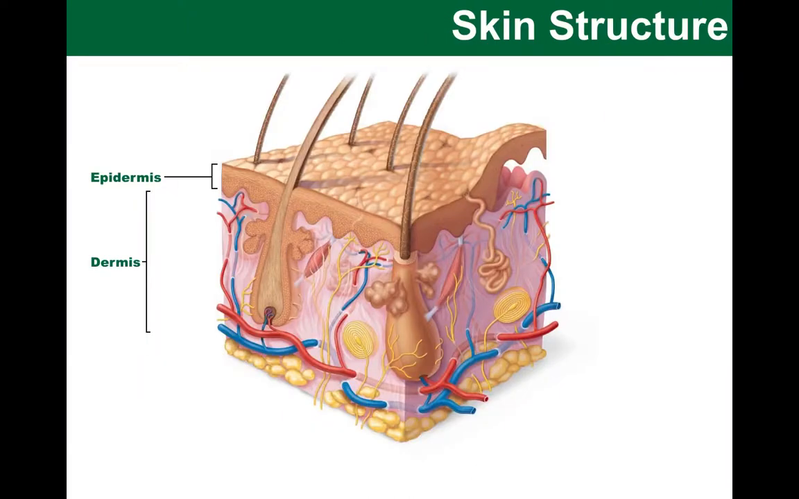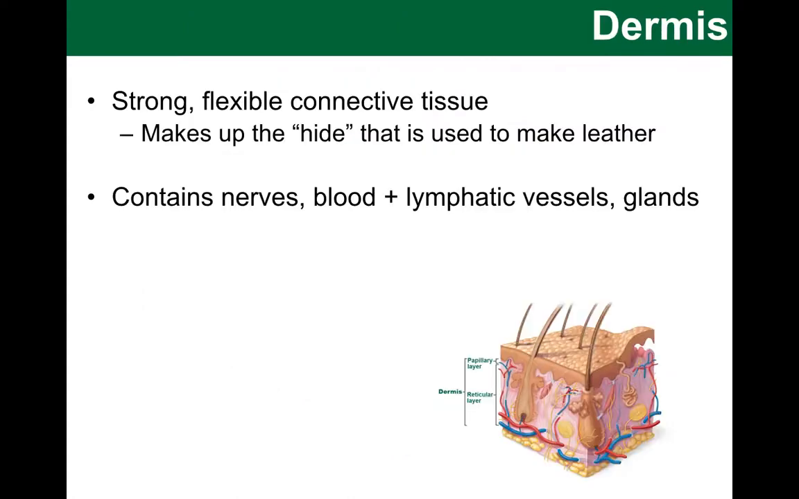Then we have dermis. This layer is mostly fibrous connective tissue, in particular collagen and elastic fibers. Therefore, it is very strong and flexible in structure, which is why this layer is usually used to make leather from other animals.